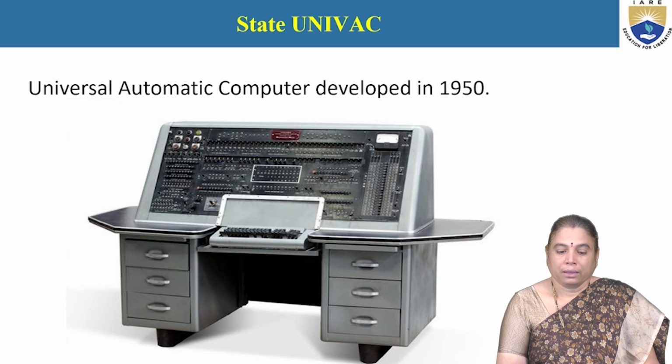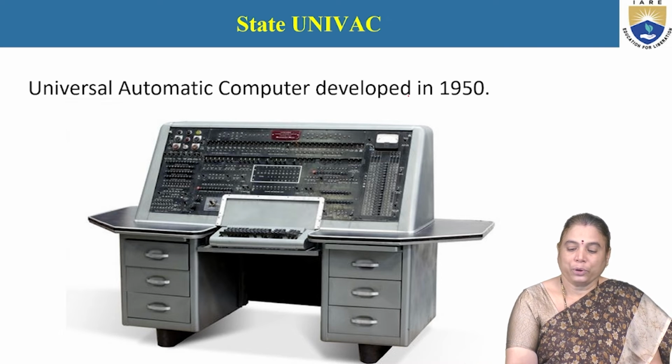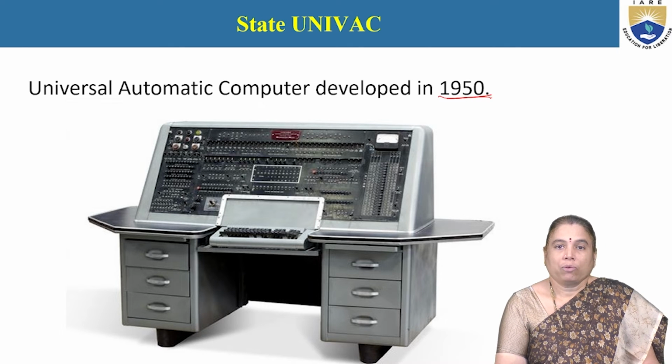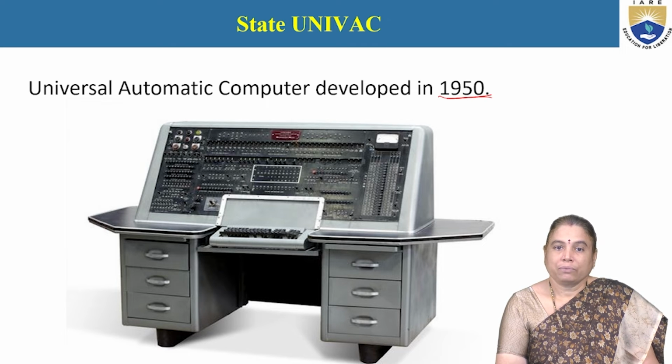State Univac. The full form of Univac is Universal Automatic Computer, and it was developed in 1950. It is an example of a first generation computer. During the decade of the 1940s to 50s, these first generation computers were available. The major electronic component used in the Univac is the vacuum tube. Because of the use of vacuum tubes, the size of the computer is very big.